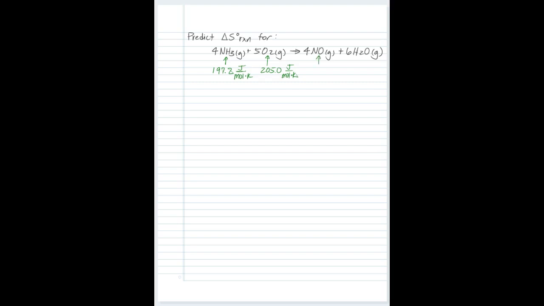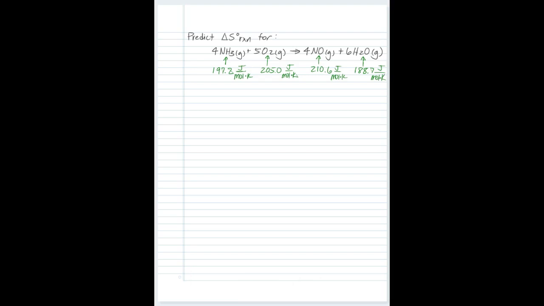Okay, for NO, 210.6. And for gaseous water, and you have to be careful because liquid water has a different value, 188.7 joules per mole Kelvin. Okay? So those are our values that we have to work with. So what do we do with them?